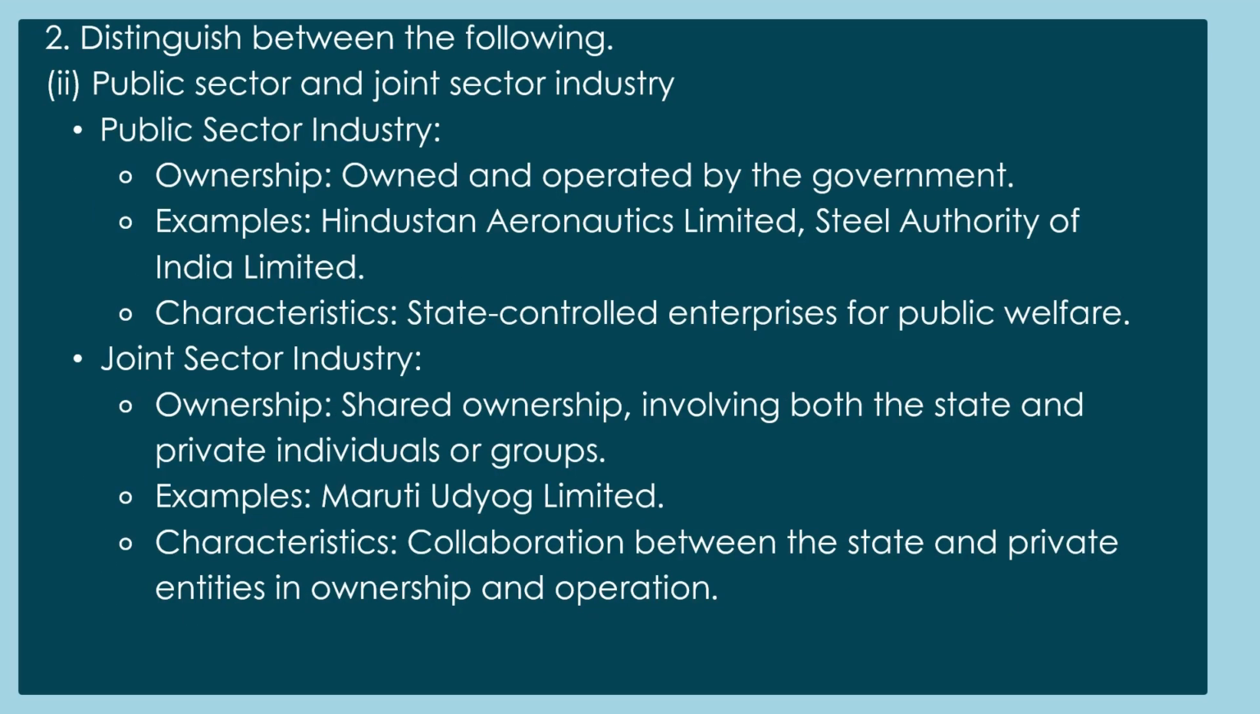Distinguish between public sector and joint sector industry. Public sector industry is owned and operated by government. For example, Hindustan Aeronautics Limited, Steel Authority of India Limited. The characteristic: state-controlled enterprises for public welfare. Now, joint sector industry. It is shared ownership involving both the state and private individuals or groups. For example, Maruti Udyog Limited. The characteristic is it is a collaboration between the state and private entities in ownership and operation.